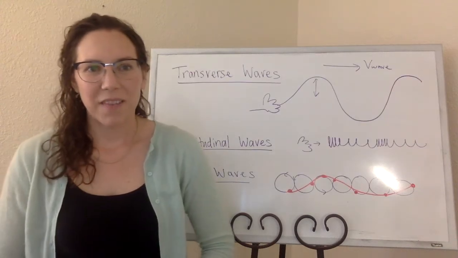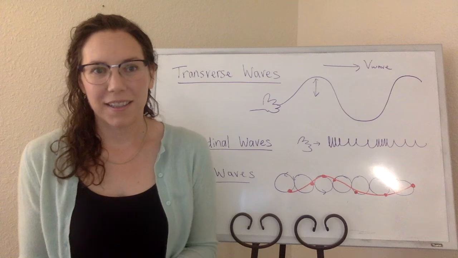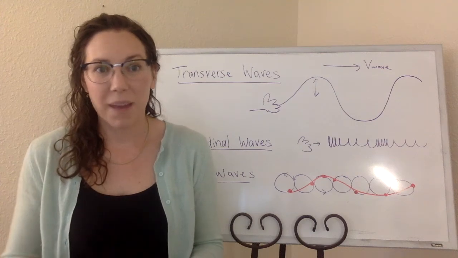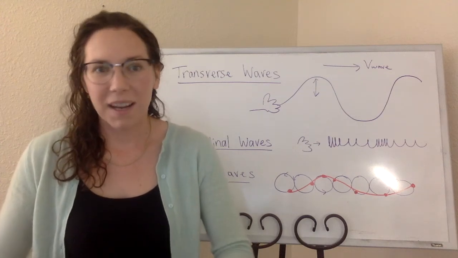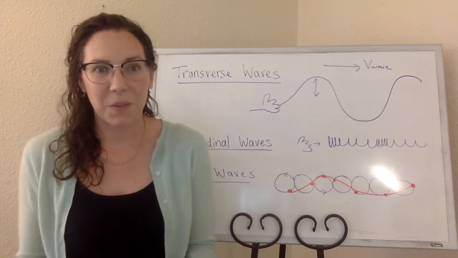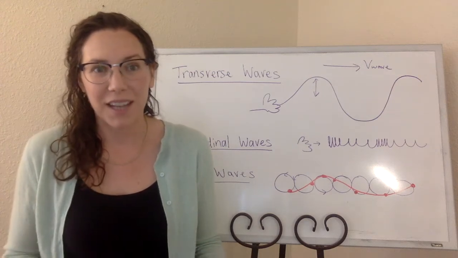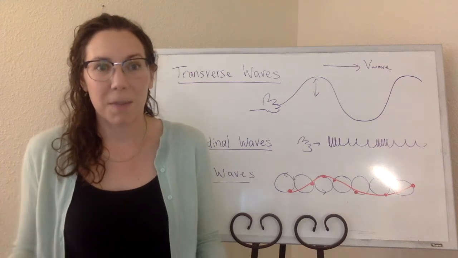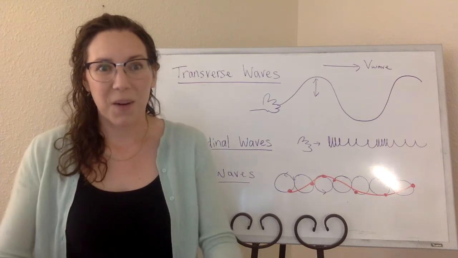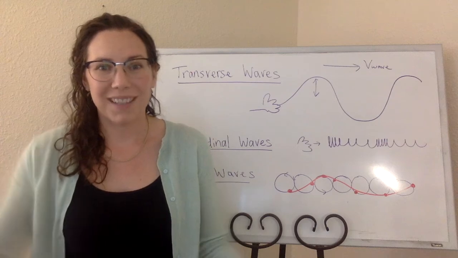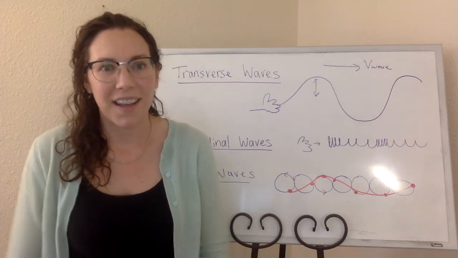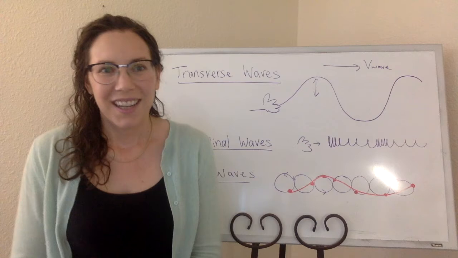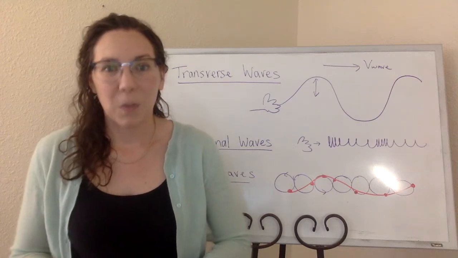A mechanical wave is started by a disturbance. So this could be a single wave pulse, or it could be a periodic wave source, which creates continuous waves. An example of this is for a wave on a string, maybe moving the end of the string up and down, or for a ripple in the water, just a disturbance on the surface of the water. That could be the wave source. So let's look further into mechanical waves.